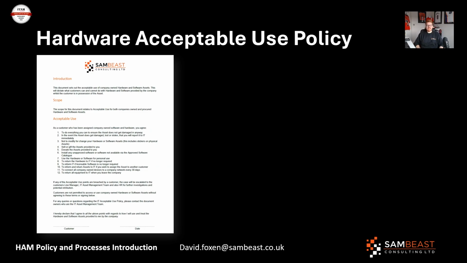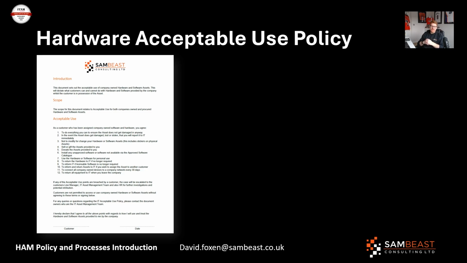Another critical policy is your hardware acceptable use one. And this is what I was referring to earlier when I was talking about a document that your end users should be signing and should be adhering to. So your acceptable use policy is basically an agreement between you, the organization, and your end users that you're providing the equipment for, and how they are going to look after it through its life cycle, and what you're expecting of them.